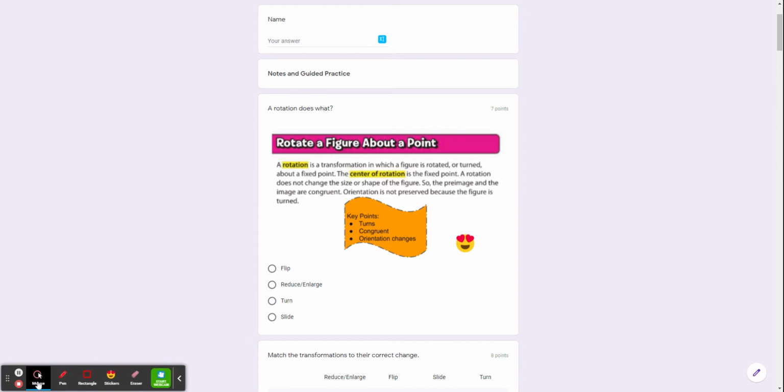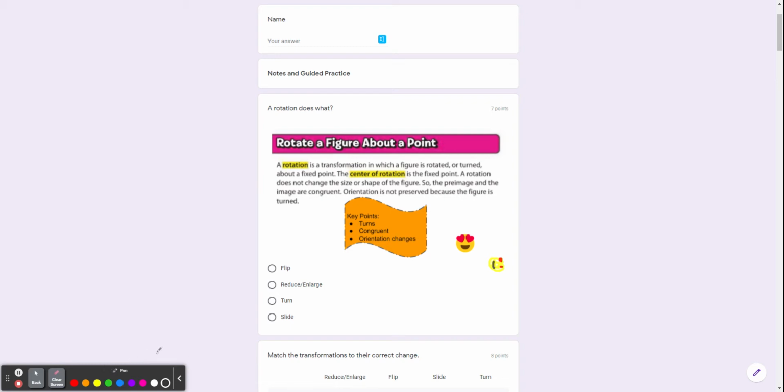So let me show you what he might look like if I was to draw him. He's now going to be here, and now he's going to be on his side. So he has turned to his side. You see how, because he turned, the orientation has changed. His direction has changed, so the orientation doesn't stay the same. But his shape and his size stay the same, so that means it is congruent.